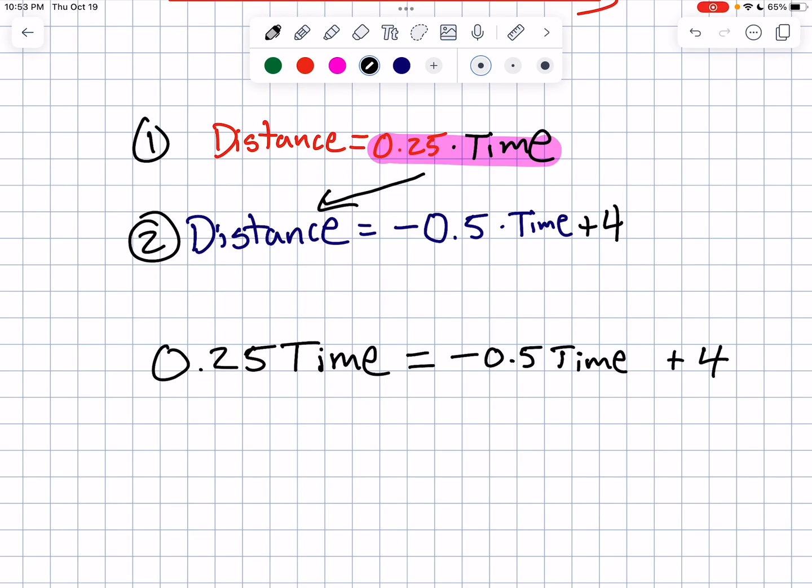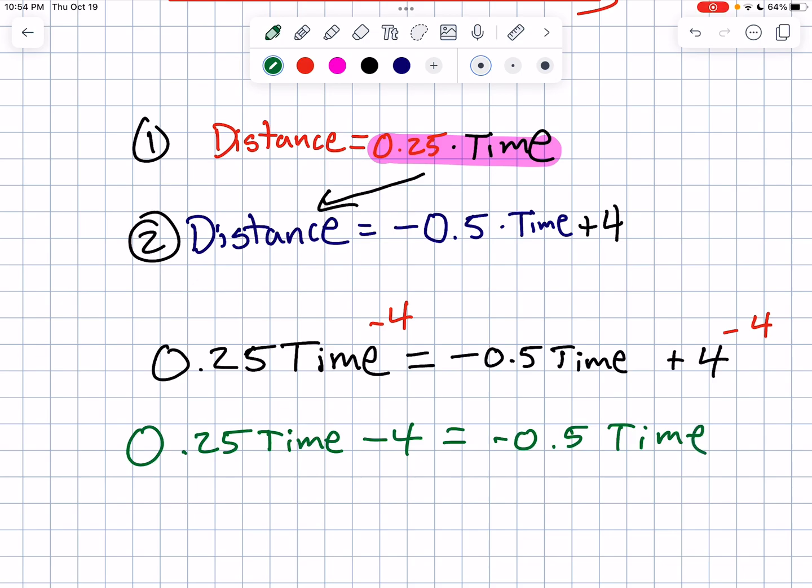Now, to make this really easy, I need to make sure I do my correct PEMDAS, right? So we kind of do reverse PEMDAS when we're solving equations across the equal sign. I'm going to subtract 4 from both sides because, again, I'm trying to get time by itself. So I'm going to end up with 0.25 time minus 4 equals negative 0.5 time.